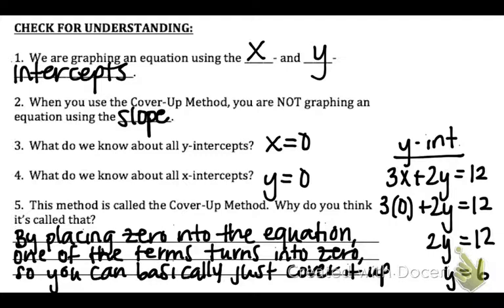So for my answer here, I wrote a sentence and I also provided an example. So let's take a look at the example over to the right-hand side first. If you are looking for an x-intercept of this equation, you would put in 0 for x, because all y-intercepts have an x of 0. Well, what you may notice is 3 times 0 is just 0. So it zeroes out, and basically you could have just covered it up from the very beginning. You'll notice here it says 2y equals 12. So for the y-intercept, since x is 0, I could have just covered it up. I didn't even have to put in the 0. My sentence is, by placing 0 into the equation, one of the terms turns into 0, so you can basically just cover it up.